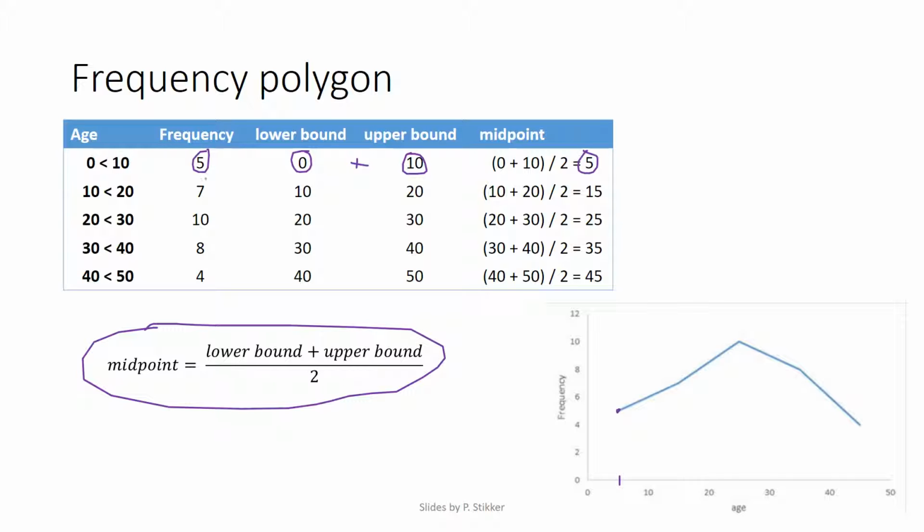The second one will be with a height of 7 at the horizontal position of 15. So here's 15, and then if we move up to 7, we get this point up here. We can do that also for the other bins, and then we simply connect the dots, as you can see has been done here already, to get the frequency polygon.